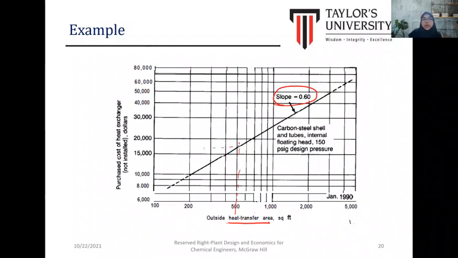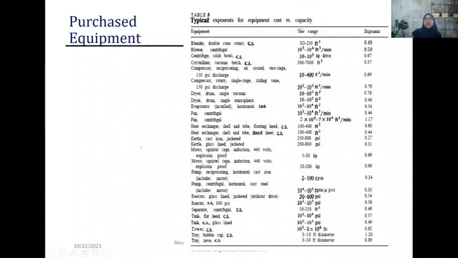So we can obtain the purchase cost for the heat exchanger by using this diagram. But please ensure that you refer to the latest year. Since this diagram is not updated, it is from 1990, you may use another, more recent diagram to determine the purchase cost. Otherwise, we can use the cost indexes.